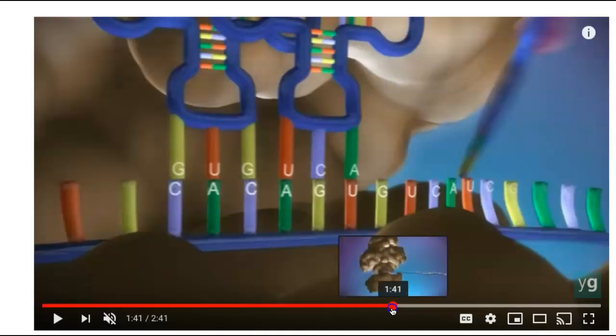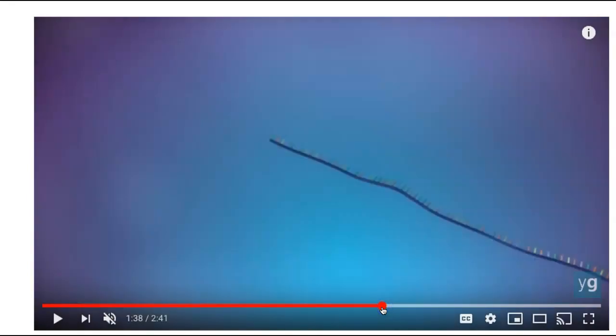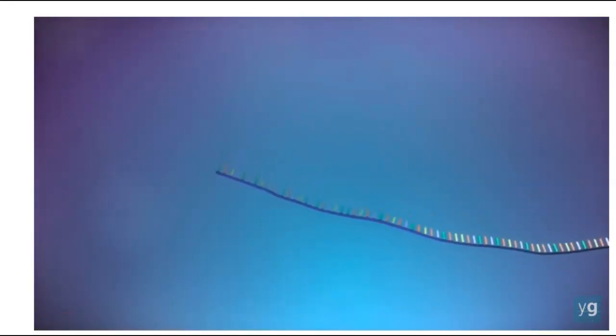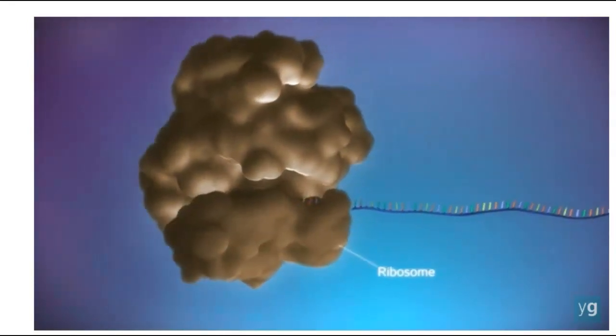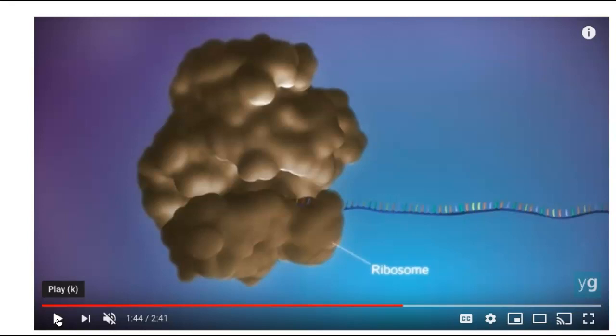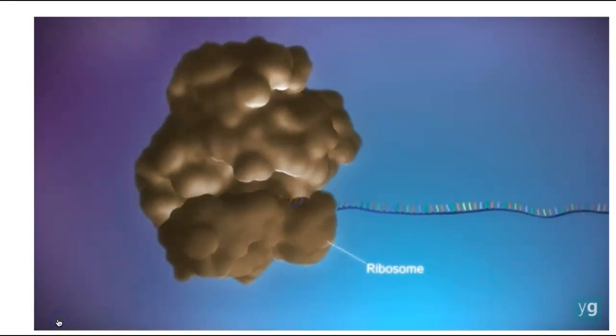Okay, so we're looking at a YouTube video right here. It's already shown the process of transcribing or making the mRNA. So here's our mRNA right now, and it's left the nucleus and moving through the cytoplasm until it binds to the large and small subunits of a ribosome.